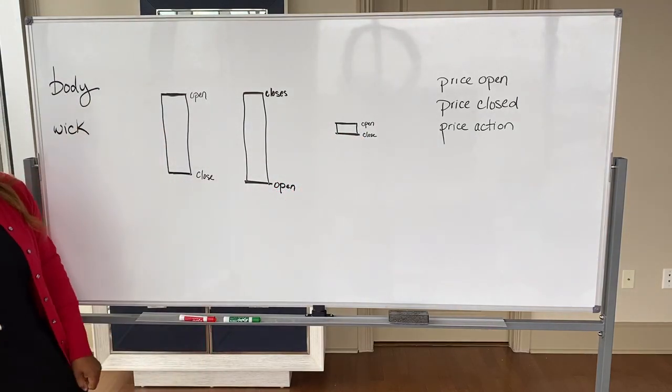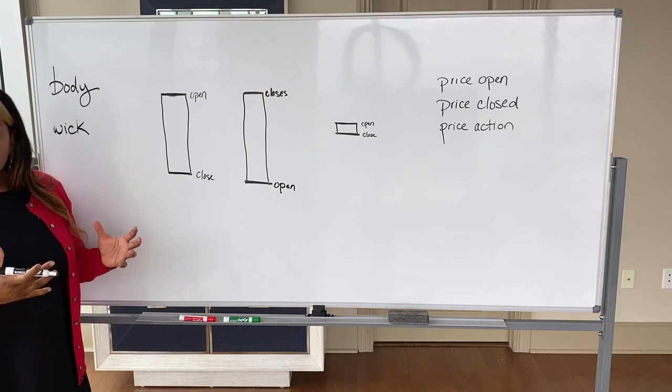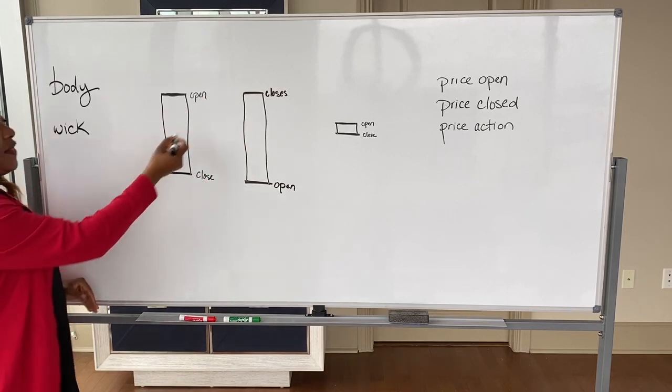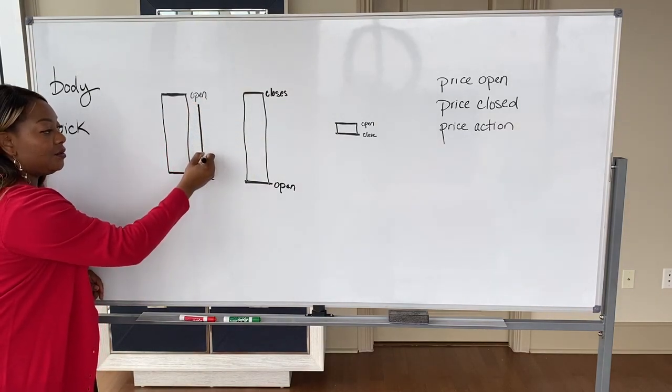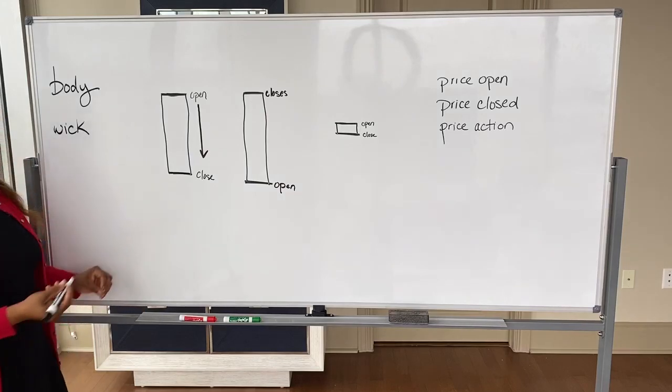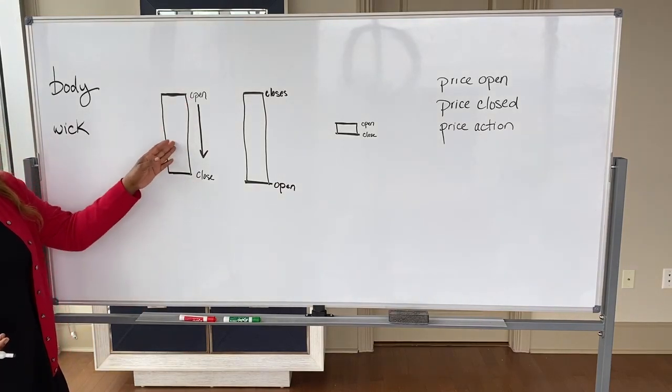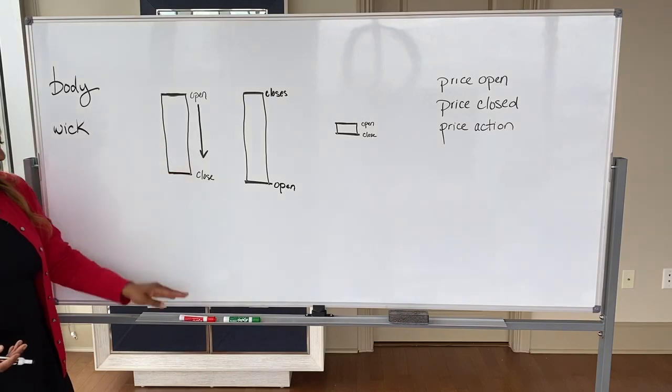And then I know oftentimes you guys probably see colors on these, right? So if the stock price opened up high and then closed lower, that means that it went down during that time period. So if we're looking at a daily candle, that means that the stock price went down over the day. This would be a red candle.